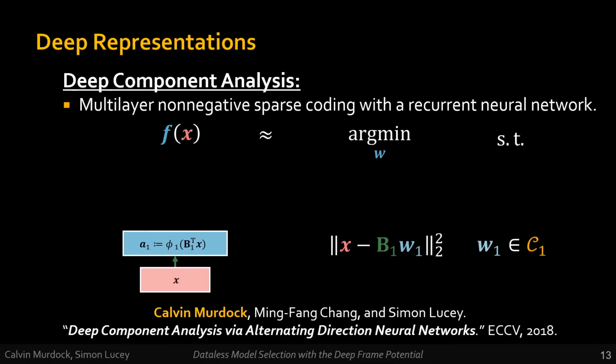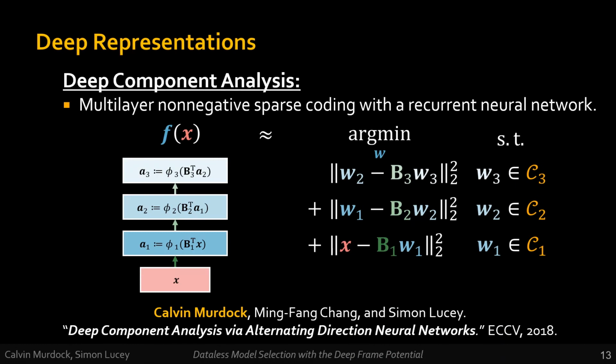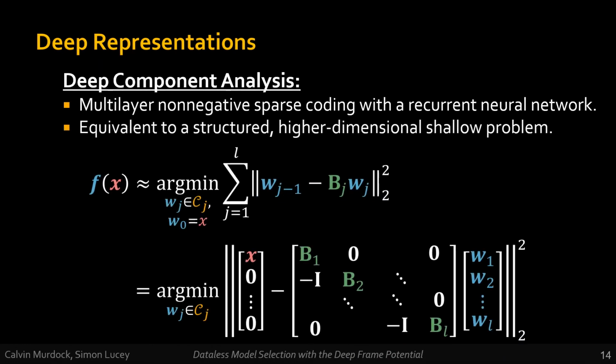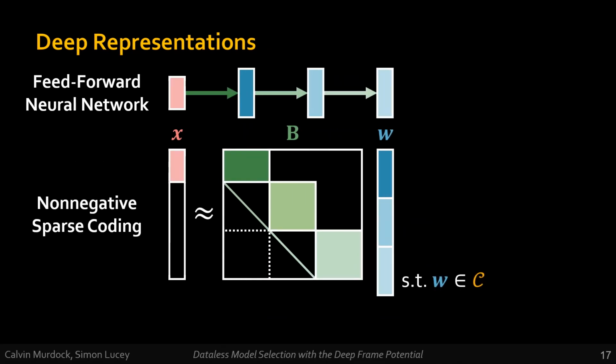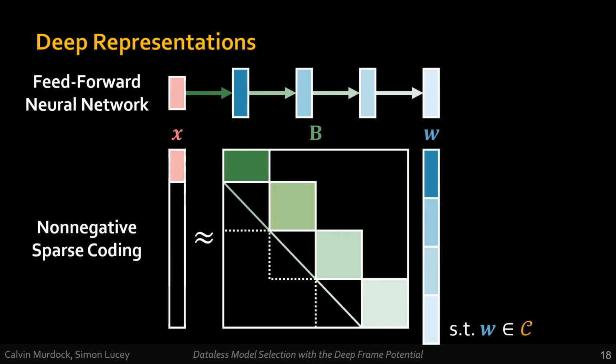But what about deep representations? We approximate feed-forward deep network activations as solutions to multi-layer non-negative sparse coding problems. Additional layers correspond to additional terms in the objective function. This can equivalently be expressed as a higher dimensional shallow model with block structure that depends on the deep network architecture. Adding layers to a feed-forward neural network increases the number of dictionary atoms, but also the effective dimensionality of the system.